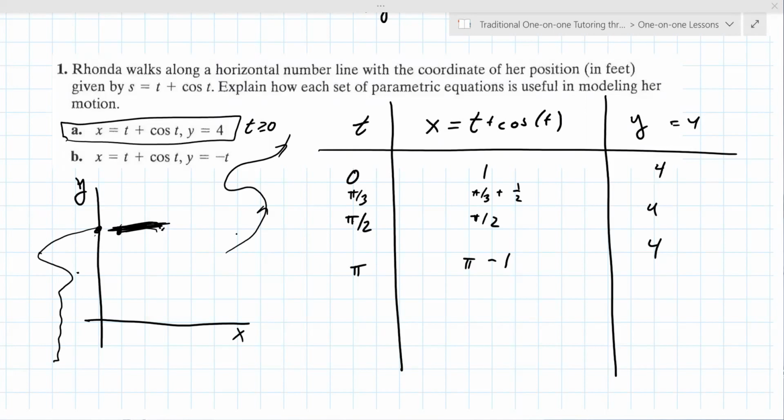Let's do 3. Question 3, same. All right, 3A, we'll look at first.